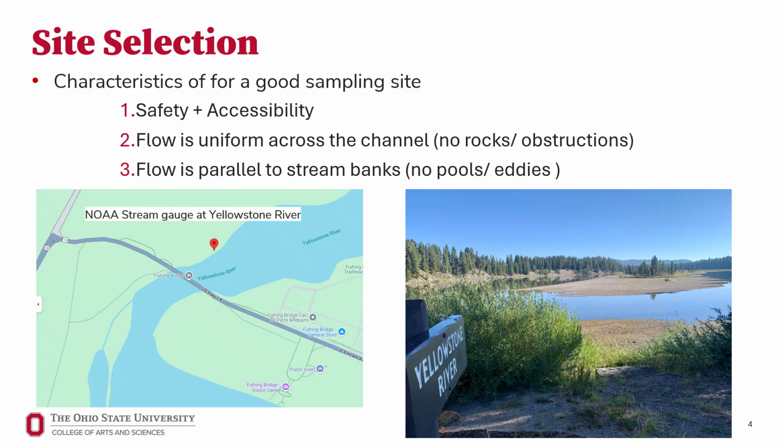The first and most important characteristic is to choose a safe sampling site, and the second is that the site needs to be accessible. In the photo on the right, you can see that this river is not too deep or moving too swiftly, and that there is a clear access path making the river accessible. Secondly, when studying stream discharge, it is best if the flow is uniform across the channel and that there are no rocks or obstructions. Thirdly, the flow should be parallel to the stream banks with no pools or eddies in the sampling area.